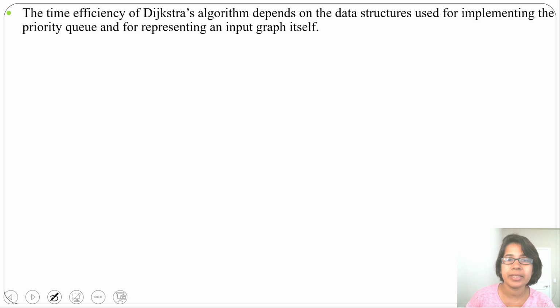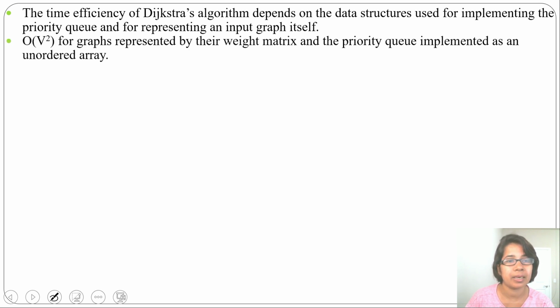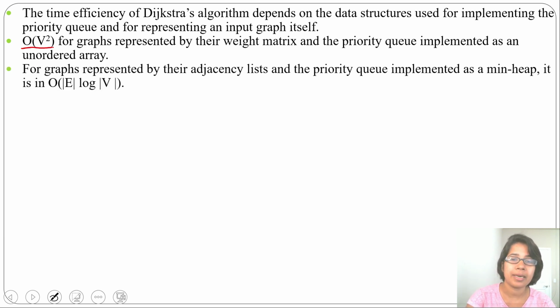So the time efficiency of Dijkstra algorithm depends on the data structure used for implementing the priority queue and for representing the input graph itself. So how the graph is represented and how the priority queue is maintained. If graph is represented by a weighted matrix and priority queue is implemented by an unordered array, then running time will be order of V square. And if graph is represented by adjacency list and priority queue is represented by the min heap, then running time is order of number of edges log number of vertices. It's same as Prim's algorithm.